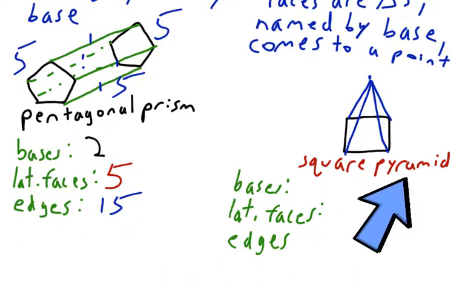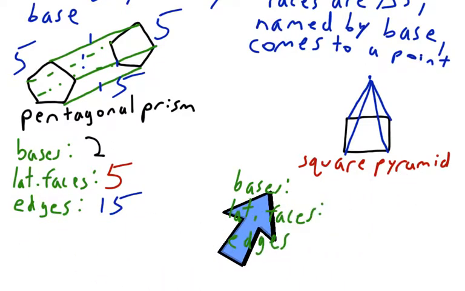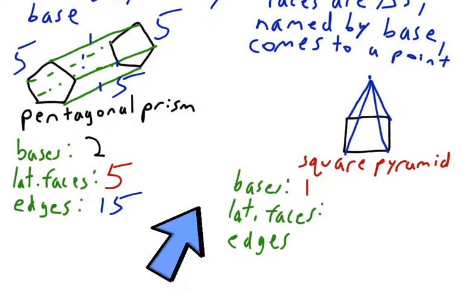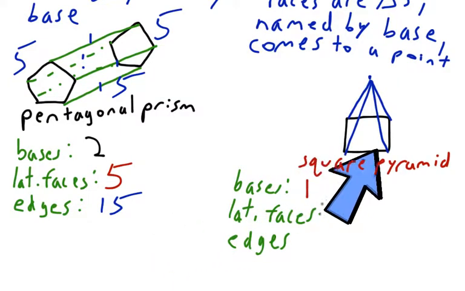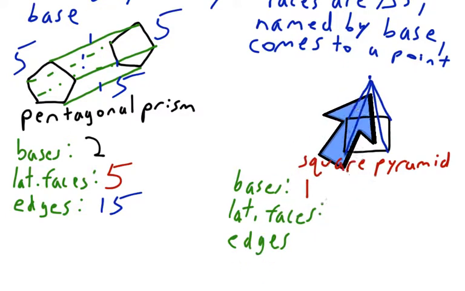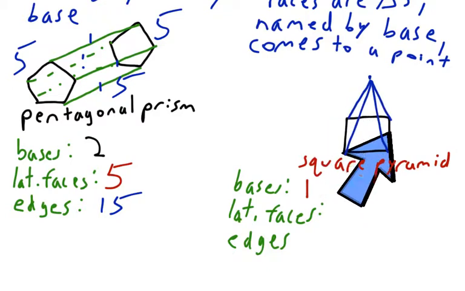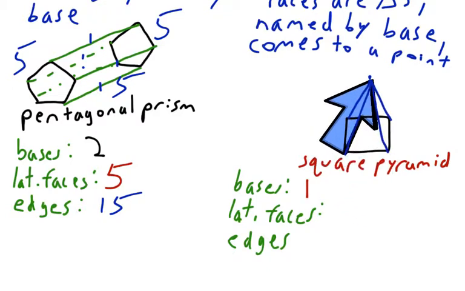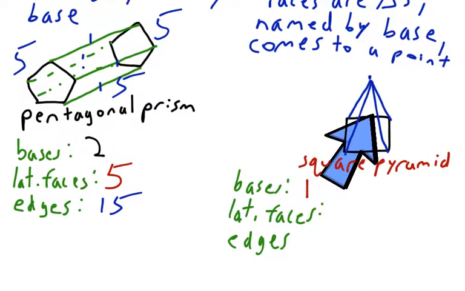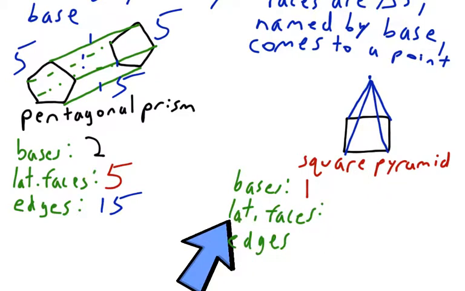Alright, check out our pyramid over here. The number of bases, well, it's a pyramid, so we know there's only 1 base. Lateral faces, again, just look at how many sides your base has, and that'll tell you how many faces you have. So you have 1 triangle, 2 triangles, 3 triangles, and the back triangle there. So again, you have 1 triangle extending from each side of your base. Your base has 4 sides, so you have 4 lateral faces.